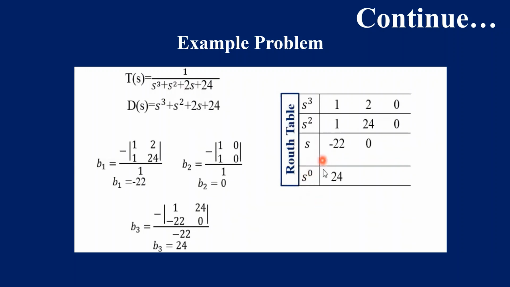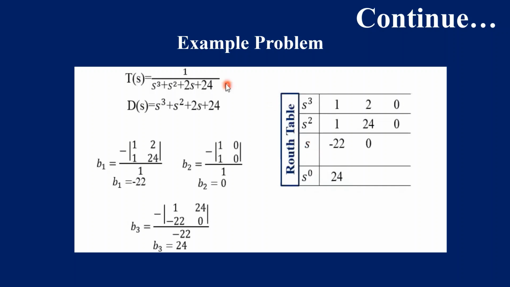Next, start with the coefficient of the highest power of s in the denominator and list horizontally in the first row every other coefficient. In the next row, list horizontally, starting with the next highest power, s squared, every coefficient that was skipped in the first row.